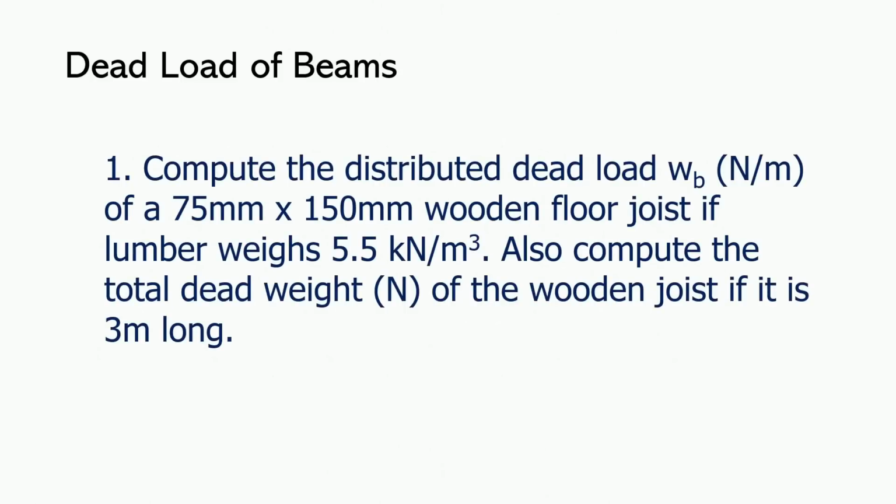Let's try to compute for the dead load. Compute daw the distributed dead load. Now usually WB yung label ko dito, which just means na weight of the beam. So W beam of a 75 mm by 150 mm wooden floor joist if lumber weighs 5.5 kN per m cubed. Also compute the total dead weight of the wooden joist if it is 3 meters long. So first, let's try to draw our beam. Meron daw tayong beam na 3 meters long.